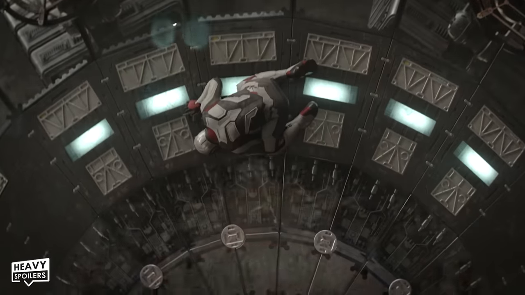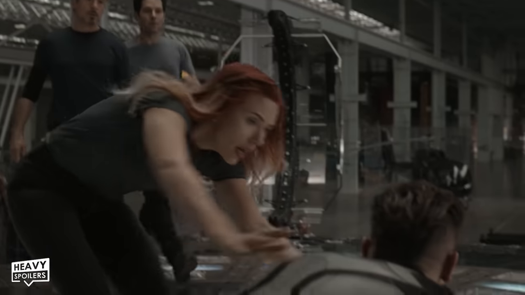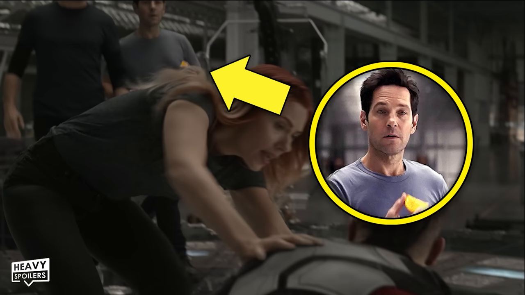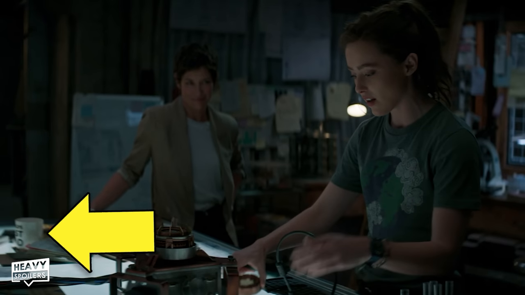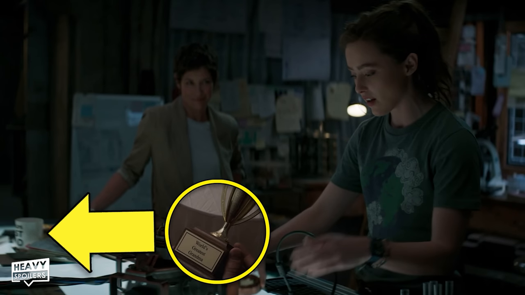And when Hawkeye returned from the Quantum Realm, Scott also rushed over with some orange slices, which could be seen clearer during a deleted moment that was shown in the TV spots. We can also catch a World's Best Dad mug, and this is a call back to the World's Greatest Grandma trophy from the previous film.